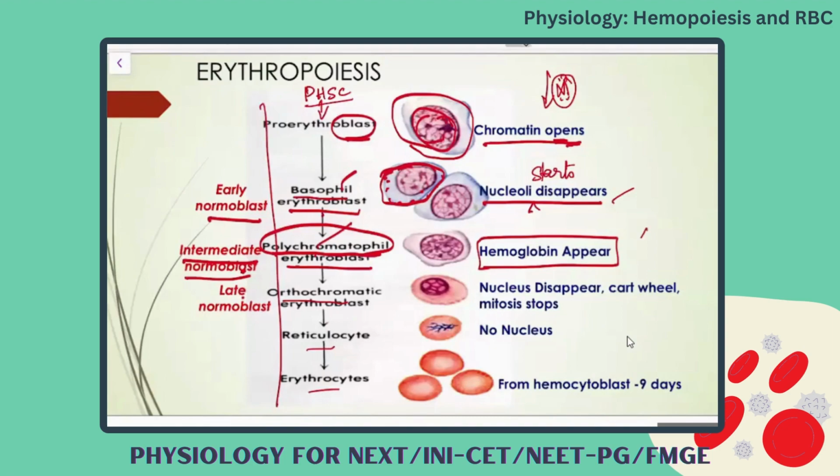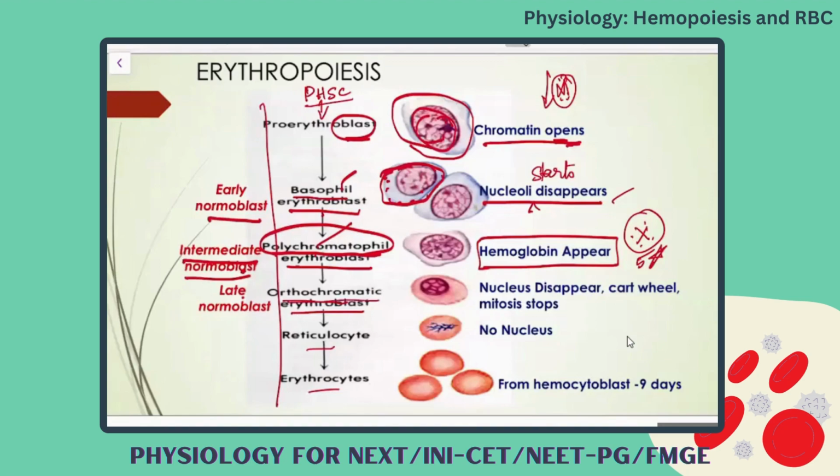This is more frequently asked question. In which stage of erythropoiesis hemoglobin starts appearing? Intermediate normoblast or polychromatophilic erythroblast. Okay, so this is very frequently asked 5-star question. Okay, and next one is orthochromatic erythroblast.